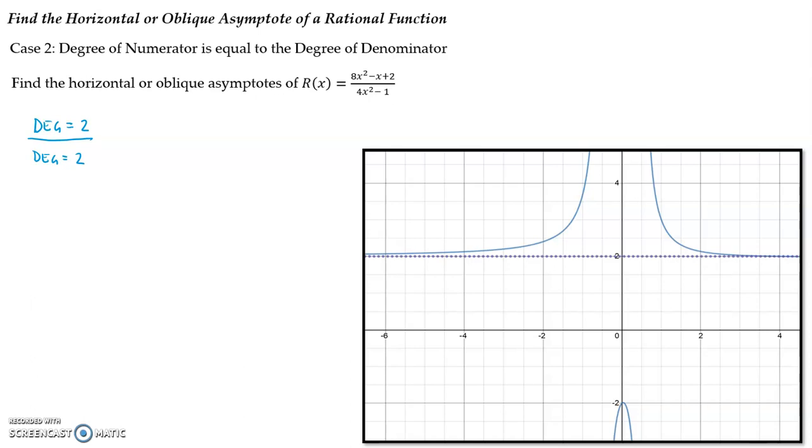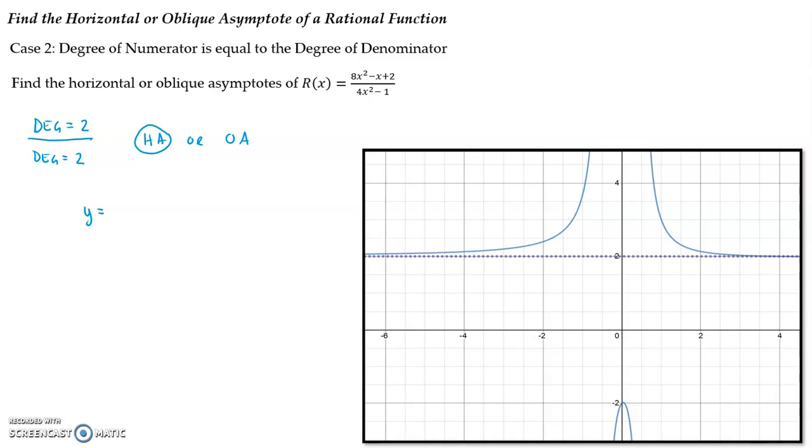Right, so we want to make sure we find out, does this have a horizontal asymptote or an oblique asymptote? And these graphs can only have one or the other. They're never going to have both. In this case, it's going to have a horizontal asymptote. And the way we find it for case 2 is we're going to go ahead and take a look at our leading terms. And that's going to help give us our equation here.